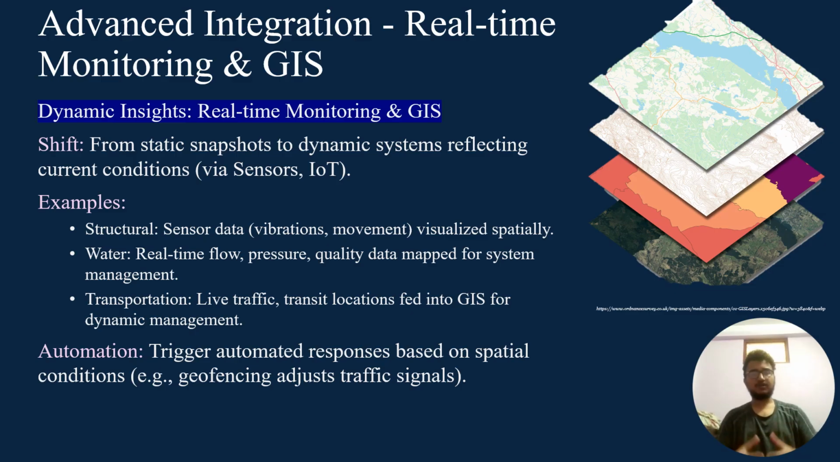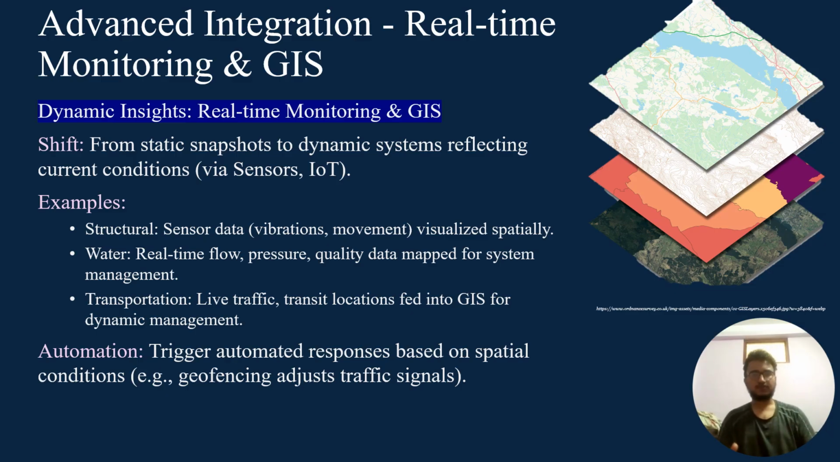In structural engineering, sensors monitoring bridge vibration, building movement, or dam deformations can feed data directly into the GIS platforms. Engineers can visualize these measurements in spatial context, correlating structural performance with environmental conditions or other usage patterns.